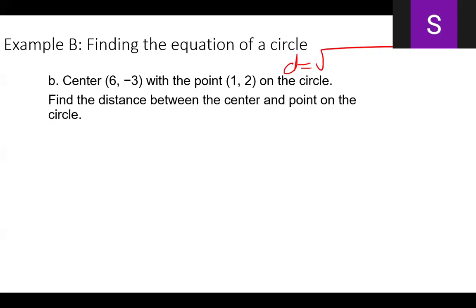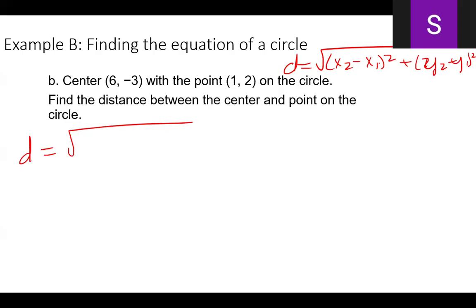So D equals the square root of x2 minus, that's not a y. It's not a y, guys. Minus x1 squared plus y2 minus y1 squared. So we're going to find the distance here. So we get D equals, and it does not matter what is your x2 and your y2, but we end up with 6 minus 1 squared plus -3 minus 2 squared.